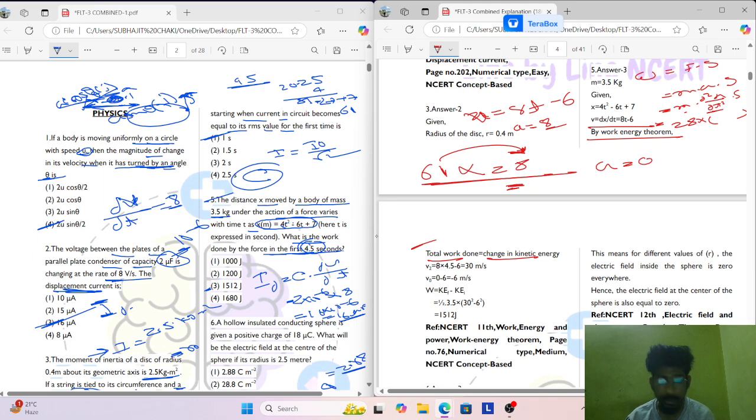to 0. Okay, the final velocity you can calculate from dv by dt, this equation. Here put the value t equals 4.5. So what you will get: 36 minus 6, that means 30. Okay, as we already know the work energy theorem, work done is equal to change in kinetic energy, and change in kinetic energy equals half m (v square minus u square).